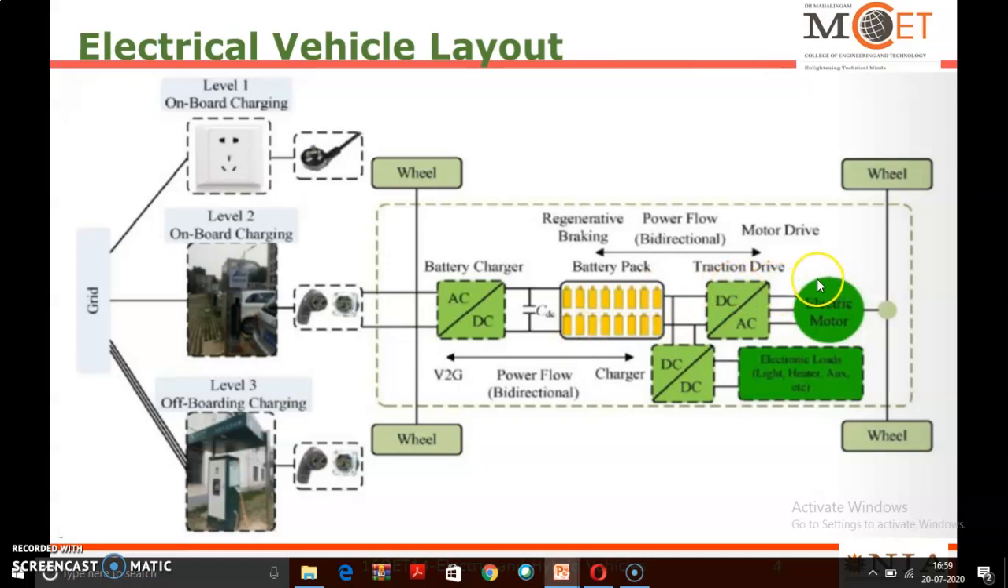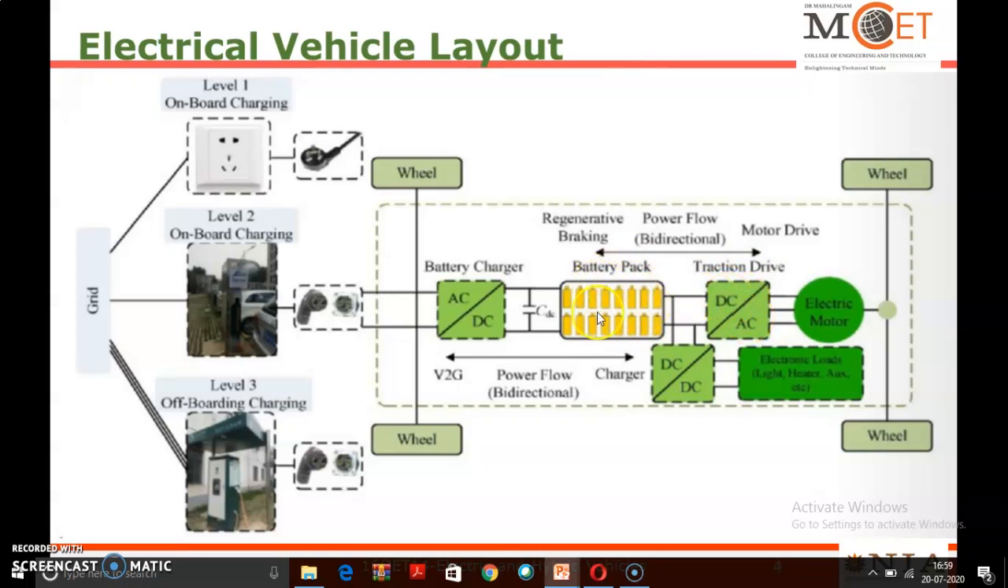So when the electric motor runs above the rated speed, the electric motor acts as a generator, and this generator will generate electric power that is called regenerative power. So this regenerative power is stored inside the battery by converting the AC into DC.